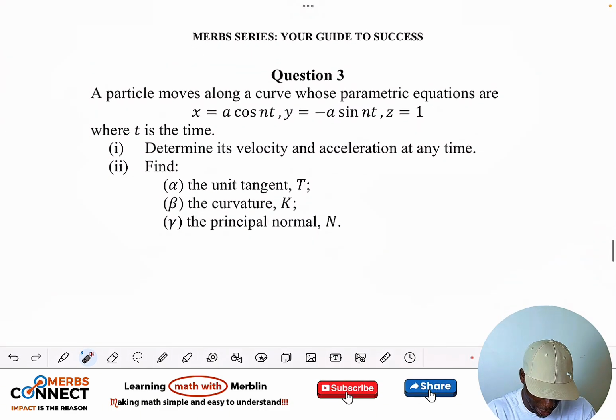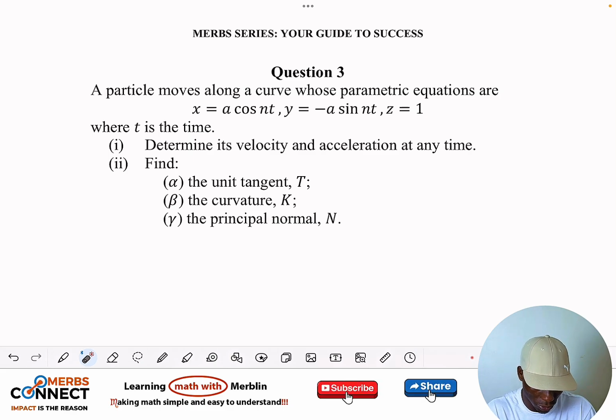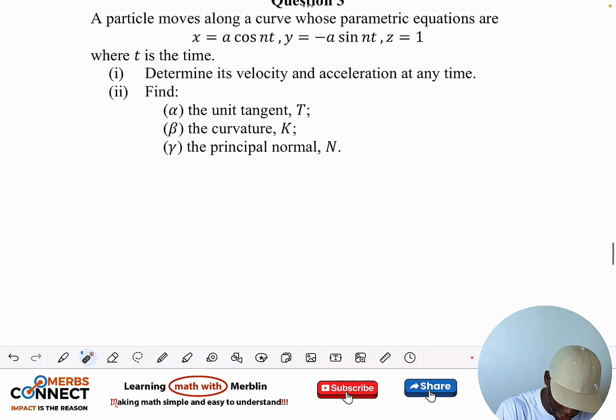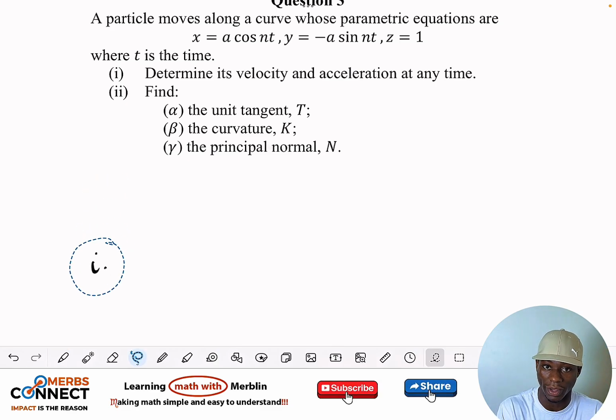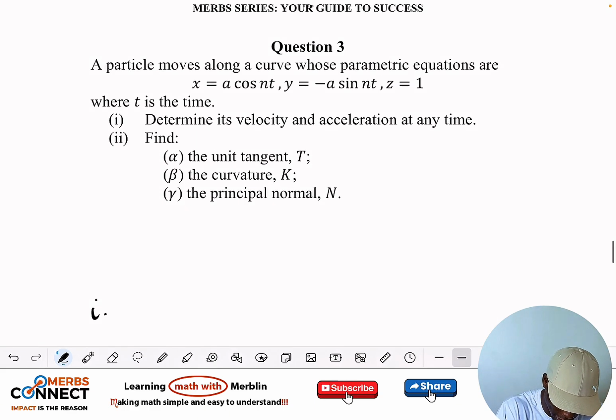Now let's look at the next question, question 3. In question 3, we want to talk about the velocity and then acceleration. Then we talk about unit tangent, curvature, and then principal normal, right? So let's start with I. Now for us to start with even I, we need to first find the position vector or the parametric equation. So what will be the parametric equation? Let me assume that it is r of t, where the function is in terms of t, okay? r of t is equal to xi plus yj plus zk.